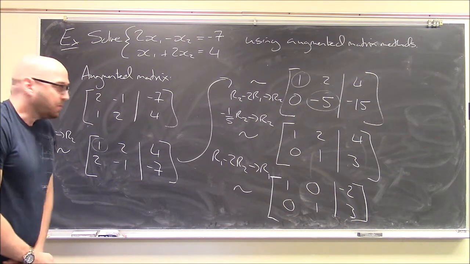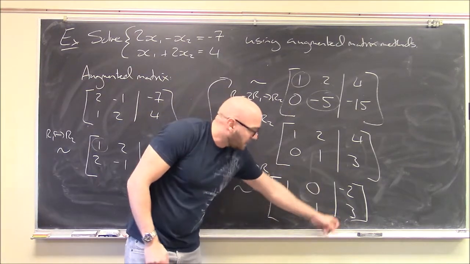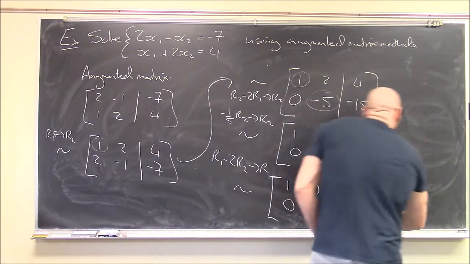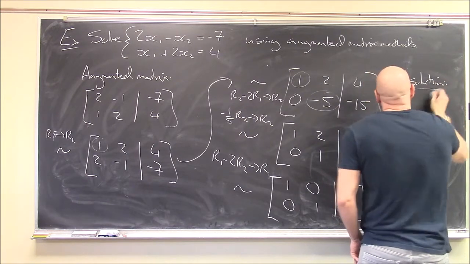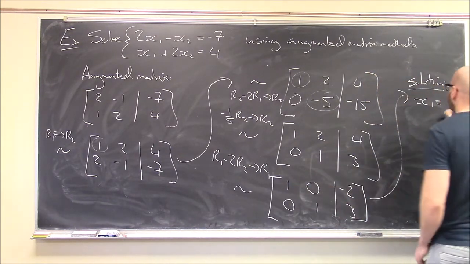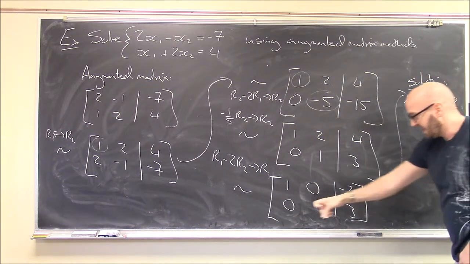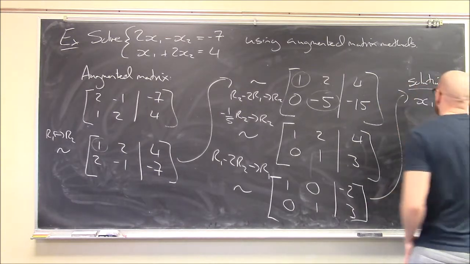And we've achieved our goal. We're in the form we wanted: 1, 0, 0, 1, and we've got constants on the right-hand side. So this tells me what my solution is. My solution is x1, right? This represents x1 equals minus 2. And this line, the underlying equation here, is x2 equals 3.